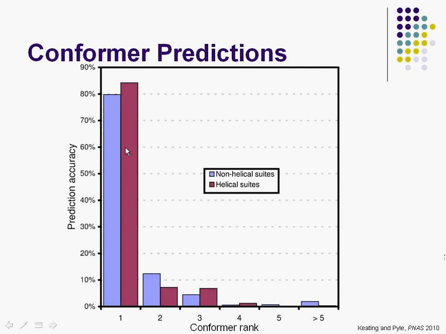You see that the first guess is almost always right, about 80 to 85% of the time. Usually when the first prediction isn't correct, it's the second or the third guess. You usually don't have to go any lower than that.